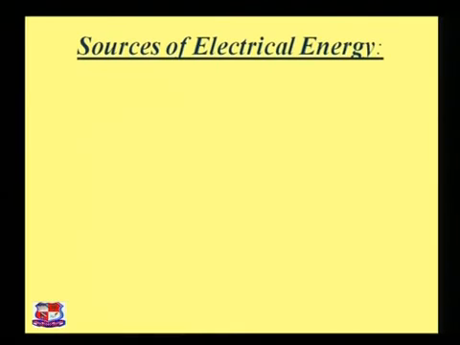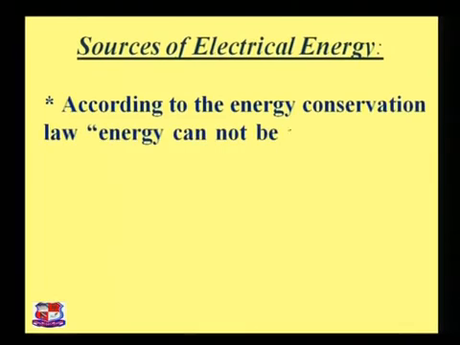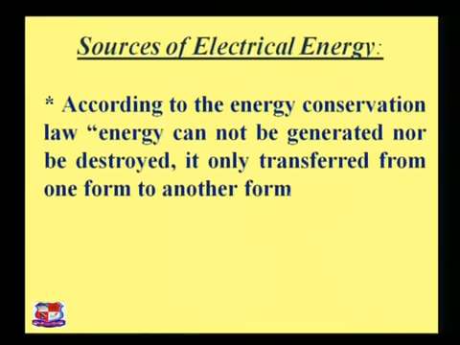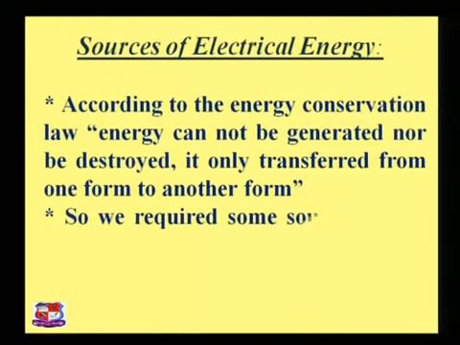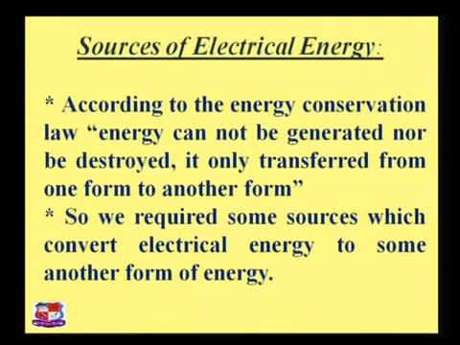As we all know, according to the law of conservation of energy, energy can neither be created nor destroyed. It can only be transformed or transferred from one form of energy to another. So to get electrical energy, we require some sources or devices which directly convert another form of energy into electrical energy.